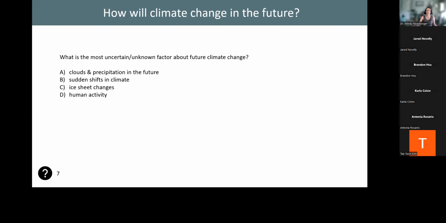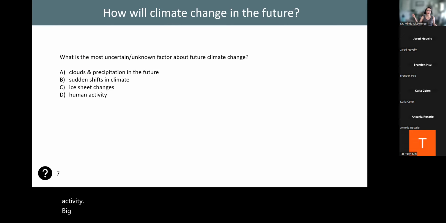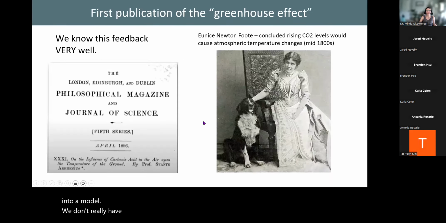All right. Now, all of these things have some unknown or uncertainty to them. The most uncertain is human activity because humans are chaotic. We can make changes, we can make decisions, and that's not something you can put into a model. We don't really have mathematical equations that can describe humans.